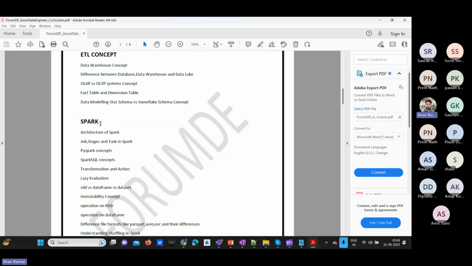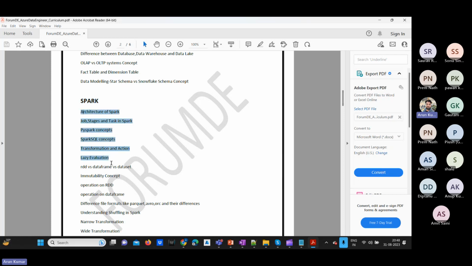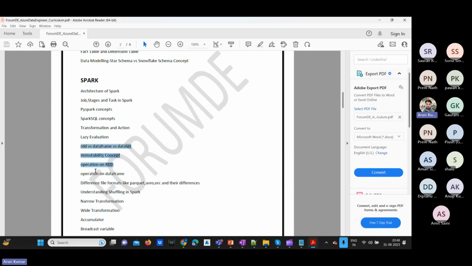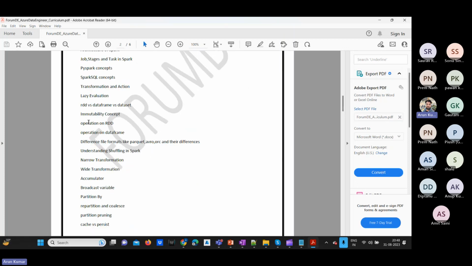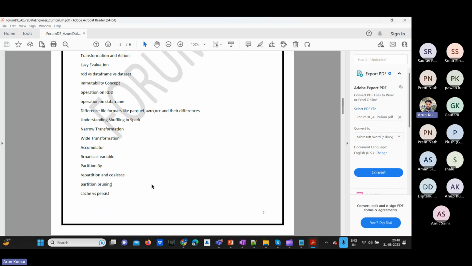Okay, for what purpose Spark is used, and all the concepts behind Spark, I'll be talking about all those things, and this is the syllabus that I'll be covering. I'll be sharing this syllabus with you after this session. You can take a close look at it.